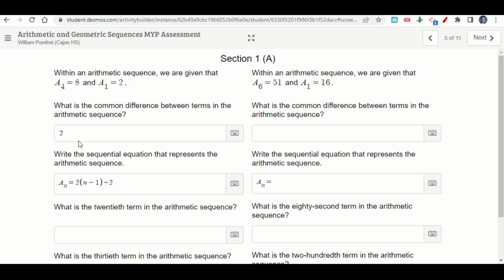So that's our equation. Then you'll solve for the 20th term by putting 20 in for n, and the 30th term by putting 30 in for n. And you'll do the same thing for this one.